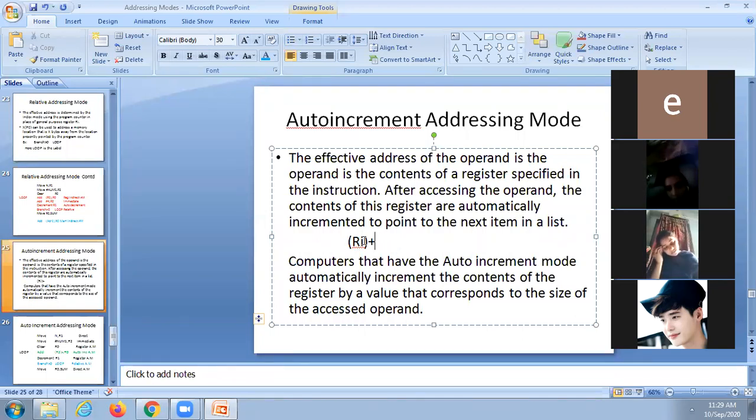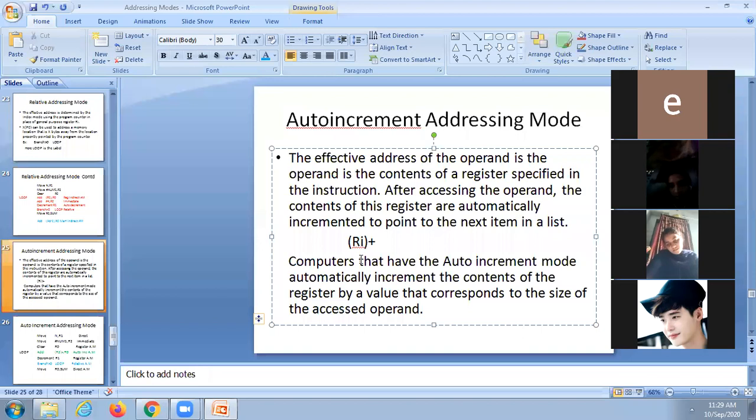Suppose, are you comfortable with arrays in C language? No, sir. So here, suppose this Ri contains the address. That address will be incremented by plus, based on whatever the type of value is there in Ri. It may be incremented by 1 byte or 2 bytes or 4 bytes, depending upon the type.